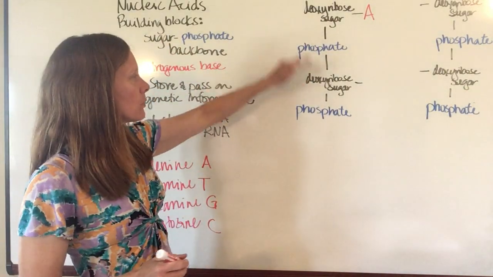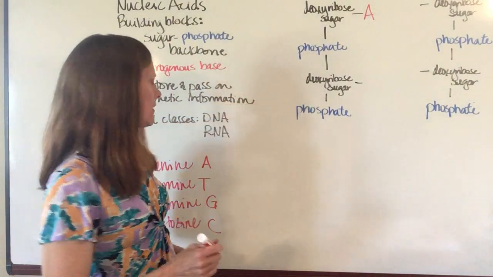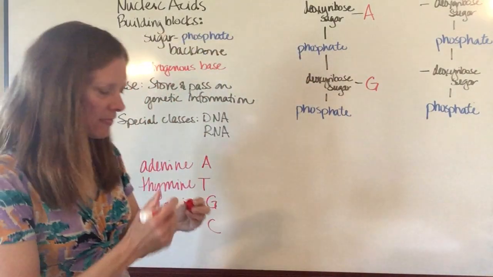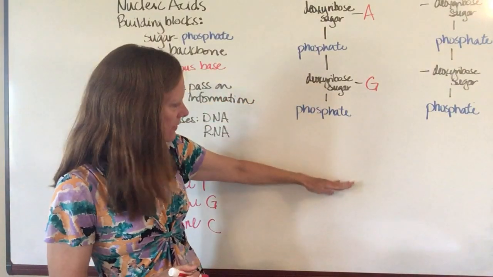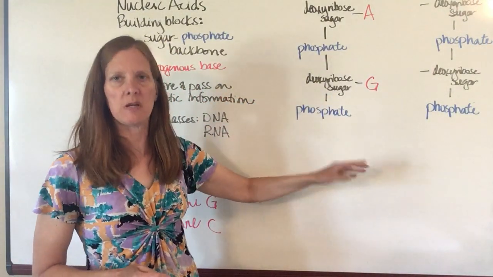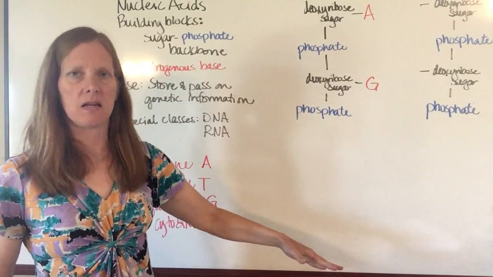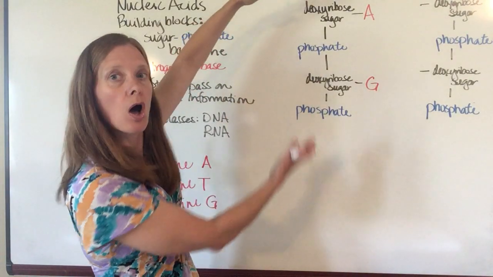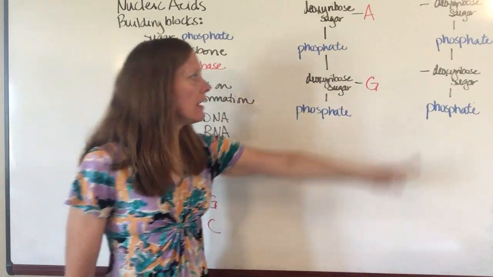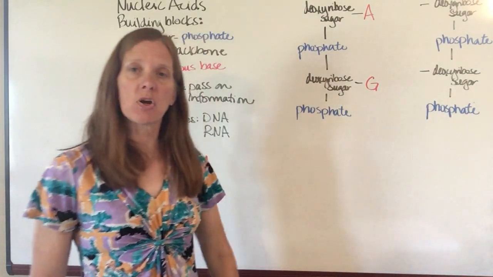And then let's say that when I get down to this sugar, I attach a guanine right there. And as I continue going on down this particular side, I might attach another adenine, and then a thymine, and then a cytosine, and then an adenine. And so I'm going to have this long, long string of all these nitrogenous bases attached. This side is going to be very similar.